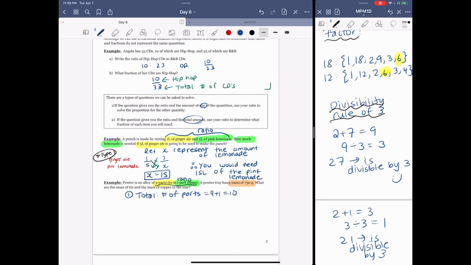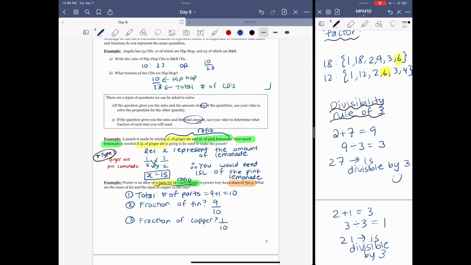Second, well, what portion of it is the tin and what portion of it is the copper? So part 2, fraction of tin. Well, following my yellow to green, I have 9 parts tin, and what is the total amount of parts that you have? Well, we figured that out in part 1, so it's 9 divided by 10. Part 3, well, fraction of copper is what? Well, you have 1 part copper divided by 10, so 1 divided by 10.